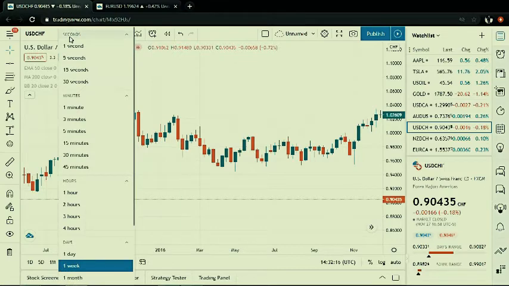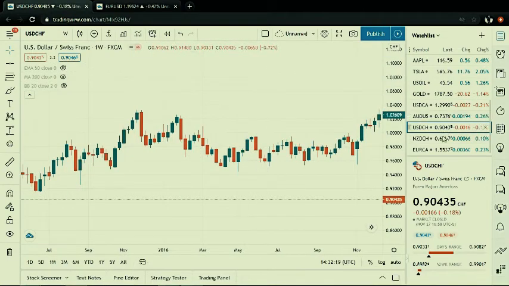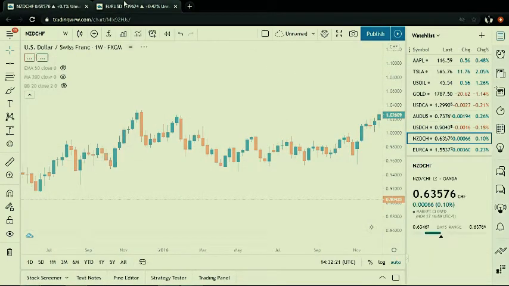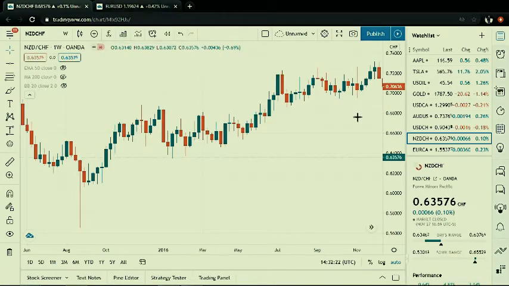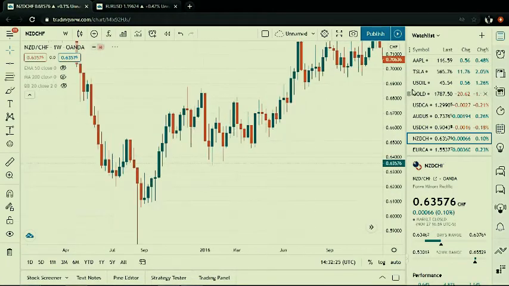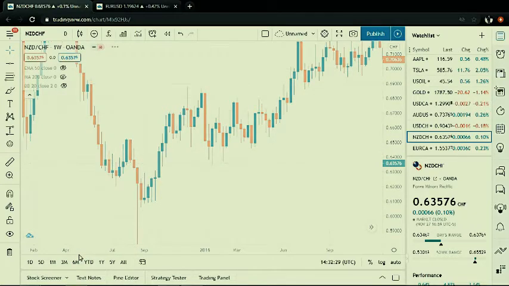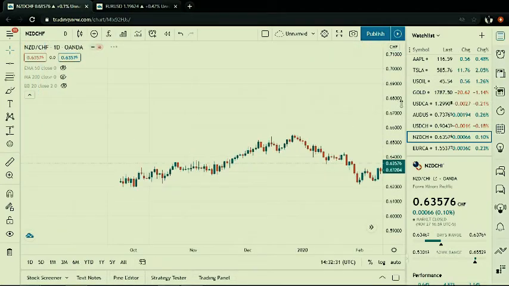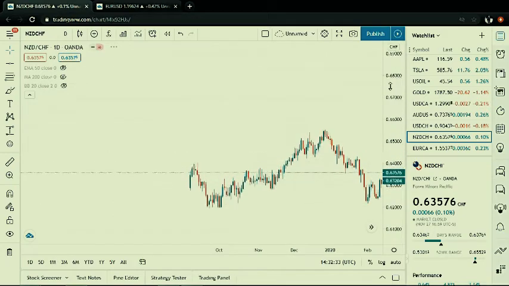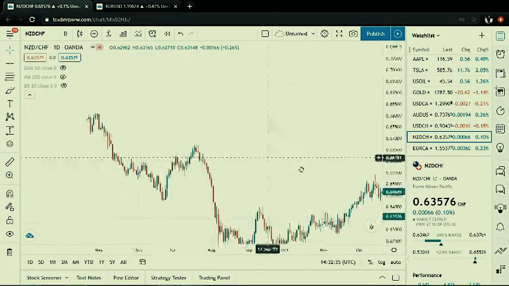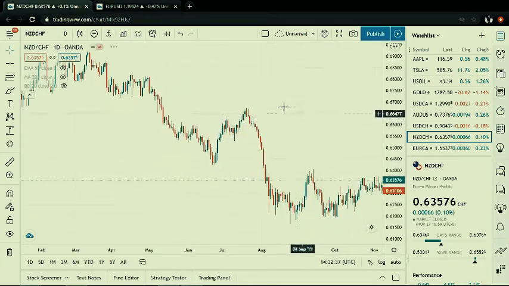Let me take just two more examples. Let me see if I can get two more pairs, and I can tell us the next thing I want to tell us about, trading Fibs retracement. Let's look at the daily time frame. This is NZD CHF.